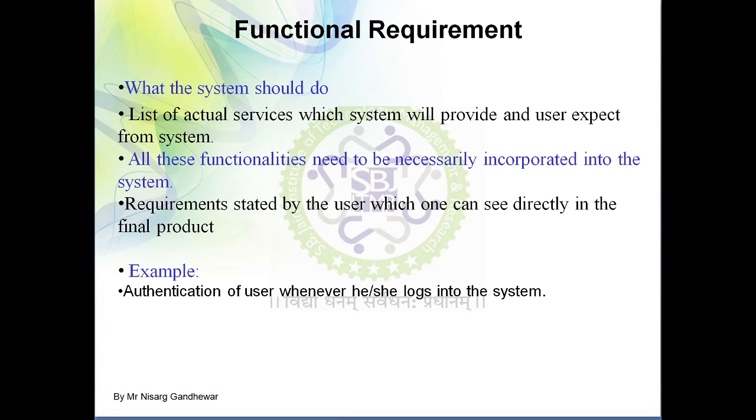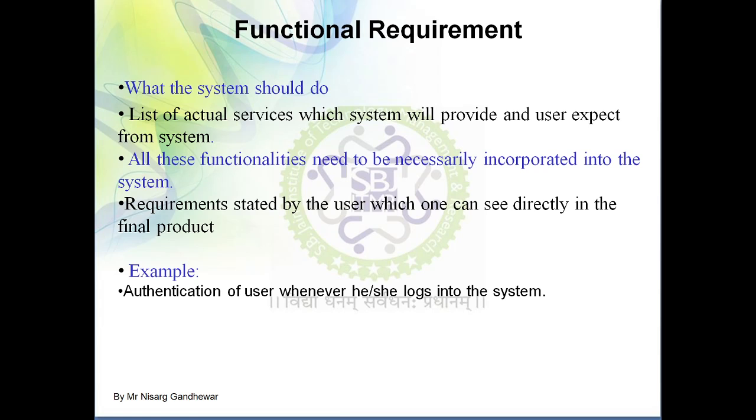Suppose we purchase a particular phone. What is the basic purpose of a phone? We are able to make a call and receive a message. But nowadays, is the phone only used for receiving calls and sending SMS? No, we are accessing the internet, we are using the camera, so a number of things are there. These are the non-functional requirements. But the basic functionality of that phone is that we can make a call and send a message. This is considered a functional requirement.